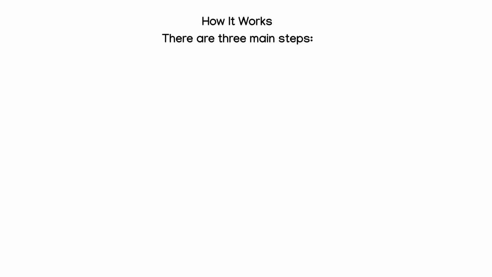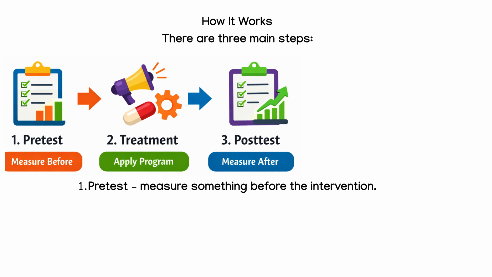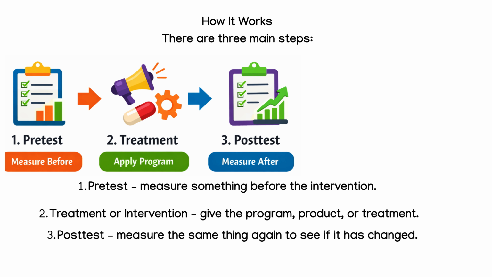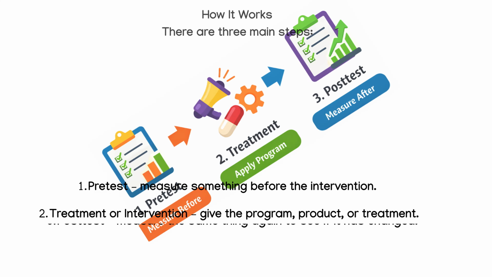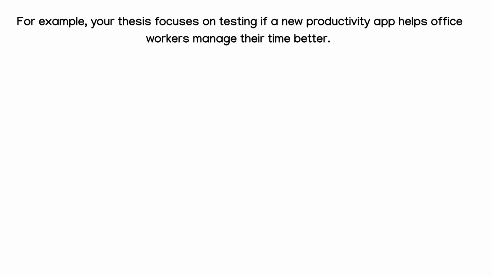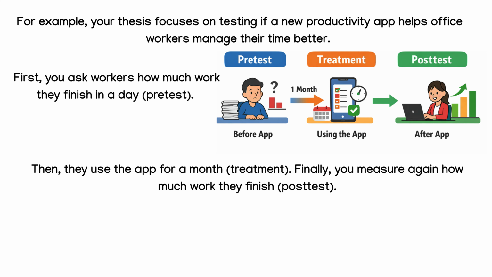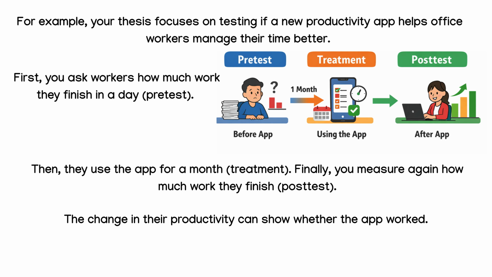How it works: there are three main steps. 1. Pretest, measure something before the intervention. 2. Treatment or intervention, give the program, product, or treatment. 3. Posttest, measure the same thing again to see if it has changed. For example, your thesis focuses on testing if a new productivity app helps office workers manage their time better. First, you ask workers how much work they finish in a day, pretest. Then, they use the app for a month, treatment. Finally, you measure again how much work they finish, posttest. The change in their productivity can show whether the app worked.